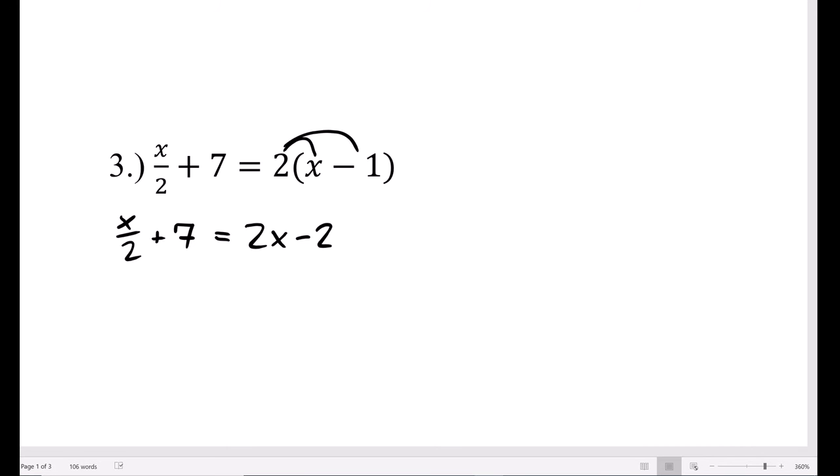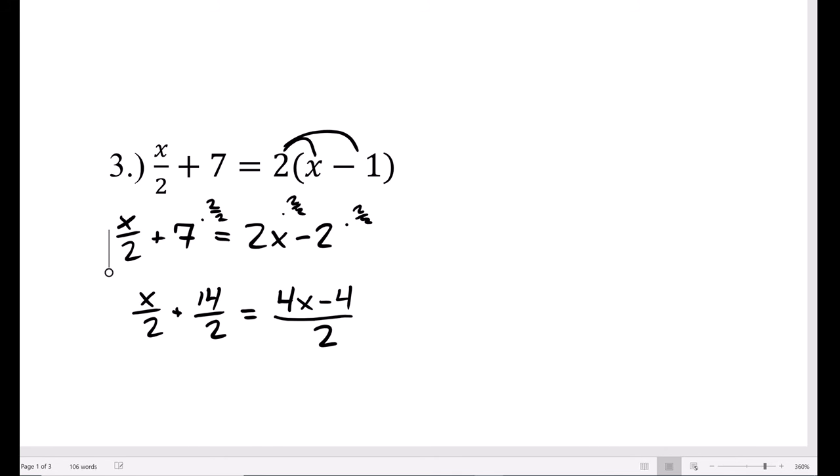I have a fraction here. x/2 is the same thing as 1/2 times x. I want everything to be in terms of halves, so I'm going to rewrite each thing by multiplying by 2/2. So I have x/2 plus 14/2 is equal to... And I can write this all as one fraction if I want. And that's what I'm going to do. I'm going to write it as 4x minus 4 all over 2.